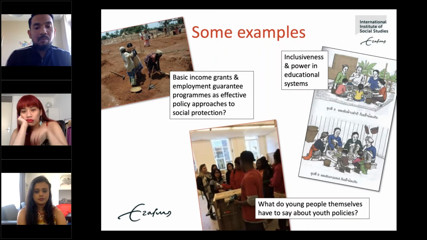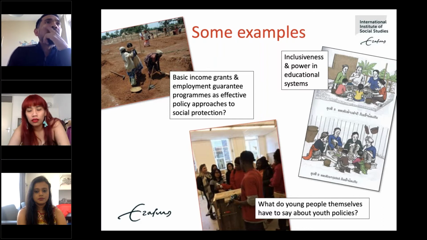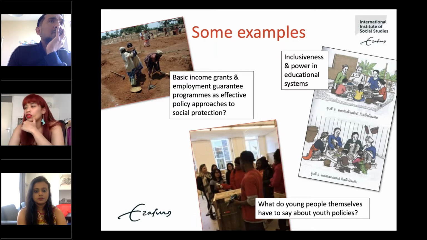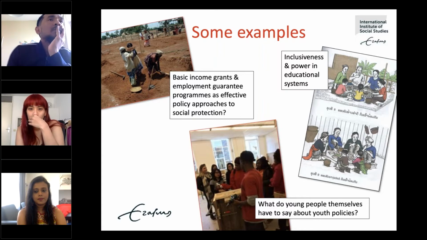Some examples of that are a lot of our faculty and students will look at things in the course of their SPD major around basic income grants and employment guarantee programs as effective policy approaches to social protection. Do those cash transfer programs, things like that, how do they work? What are the gaps in implementation, or what are the unintended effects of these kinds of systems? Also issues of inclusiveness and power, for example, in educational systems.